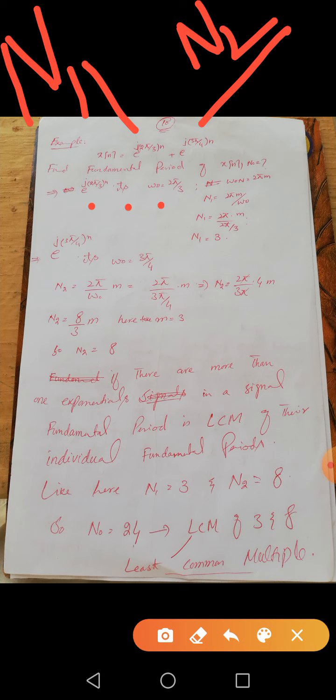For e power j 2 pi by 3 n, omega naught is equal to 2 pi by 3, and N equals 2 pi by omega naught into m. So N1 is equal to 2 pi by (2 pi by 3) into m, so N1 is equal to 3. And for the second exponential signal e power j 3 pi by 4 n, omega naught is 3 pi by 4, and N2 will be equal to 2 pi by omega naught into m, which is 8 by 3 into m. Here take m equal to 3, so N2 will be 8.